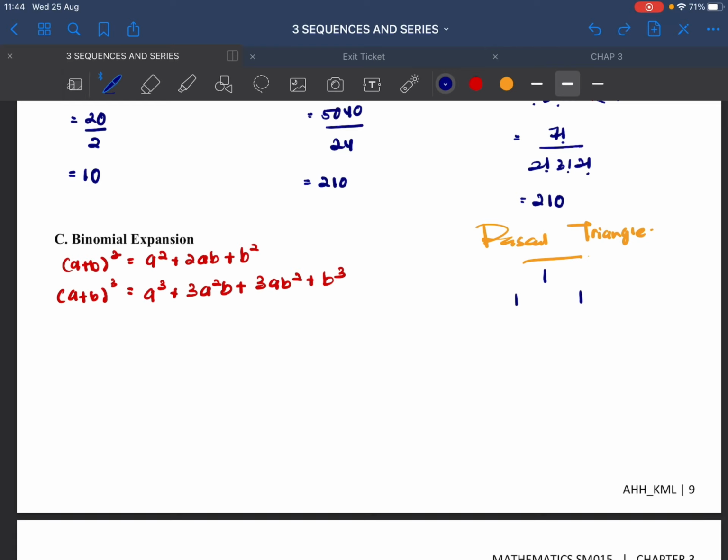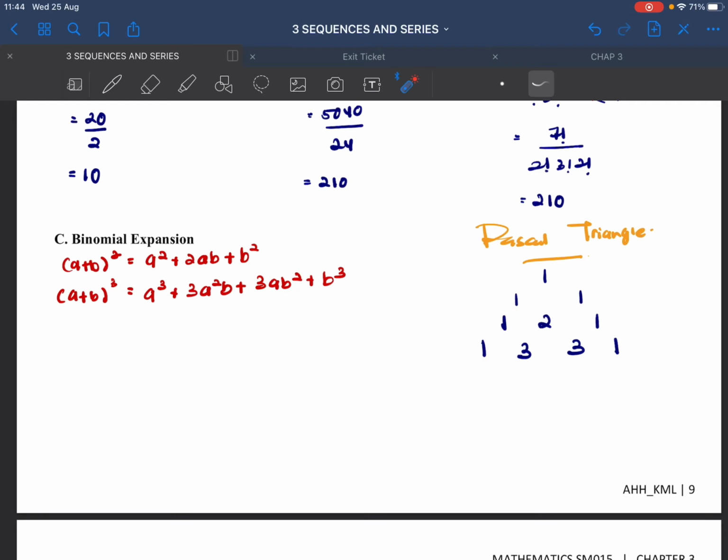Okay, so if we add up 1 plus 1, we will get 2. And then here we will have 1 as well. 1 and 1. Okay, so here if we add up 1 plus 2, we will get 3. And this one, 2 plus 1, we will also get 3. Okay, kat hujung dia masih 1. Okay, sebab apa 1? Sebab ni tinggal ni 1 je. Sebelah sini tak ada apa-apa, 0. 0 plus 1, we will get 1 lah.